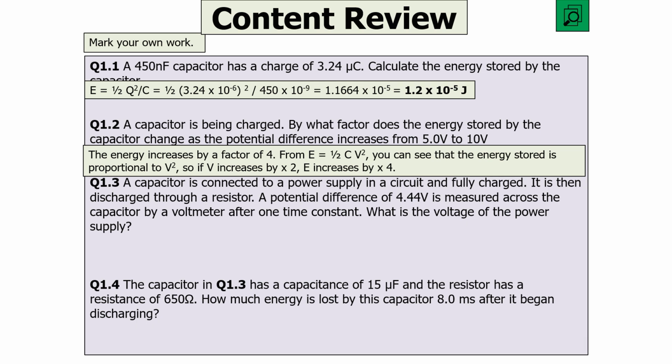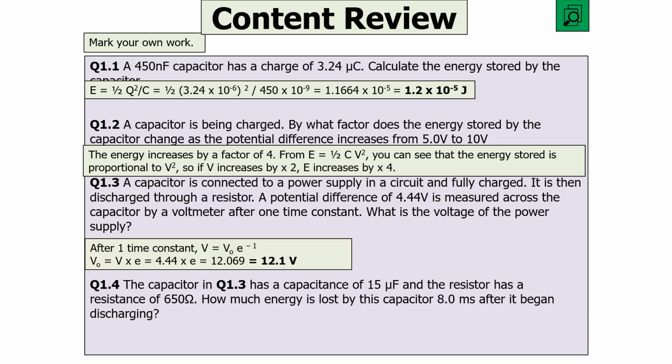In this next one, after one time constant, we know V equals V0 e to the power minus 1, because it'd be RC over RC on that exponential power. So when we work it all through, we get our answer to be 12.1 volts.